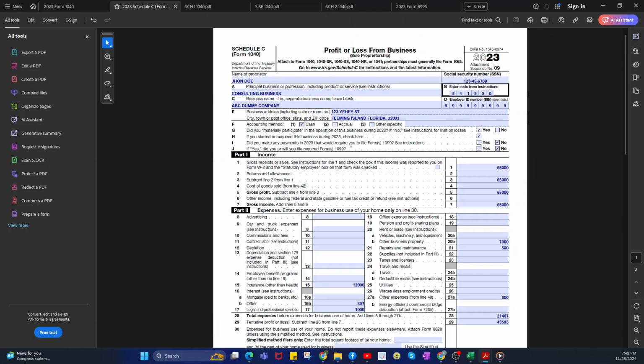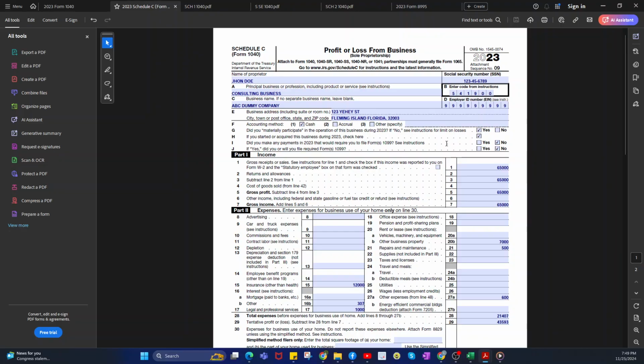For purposes of our discussion, let's just assume that this started in 2023, so I put yes here. Did you make any payments that would require you to file form 1099? I put no, because the owner is the one who runs the business.